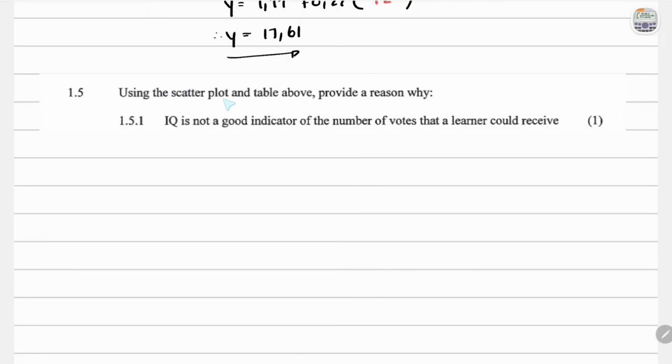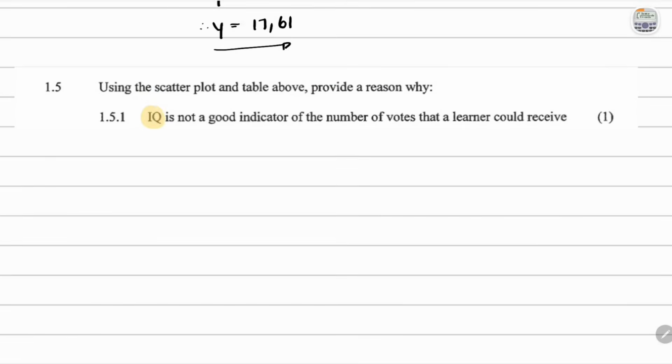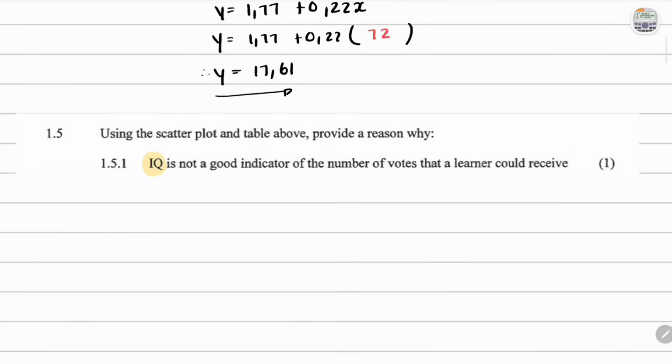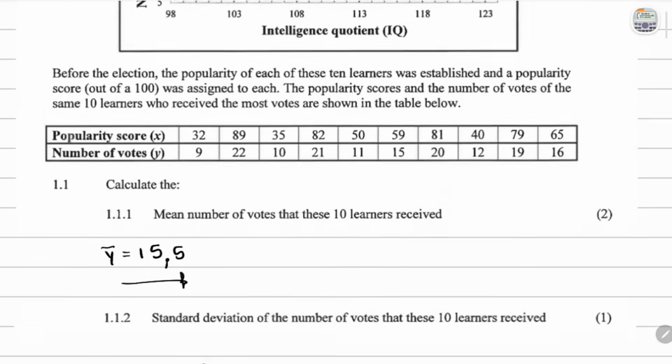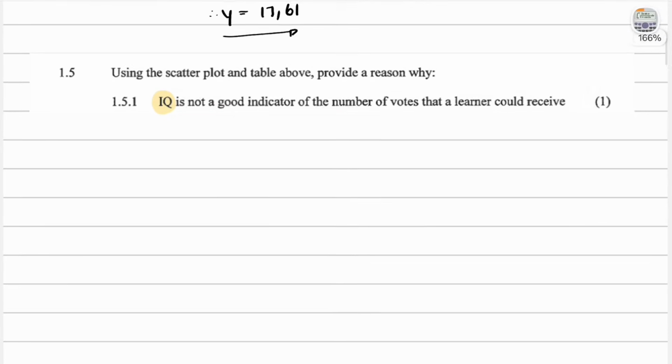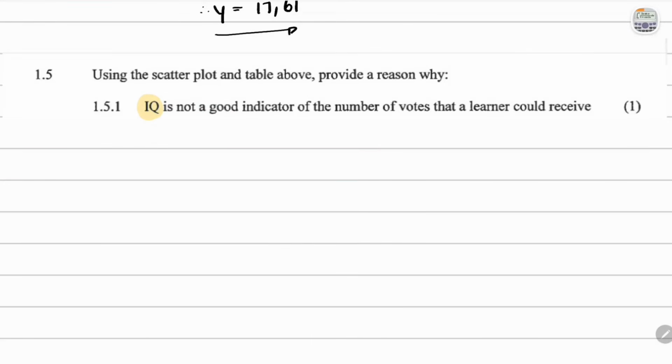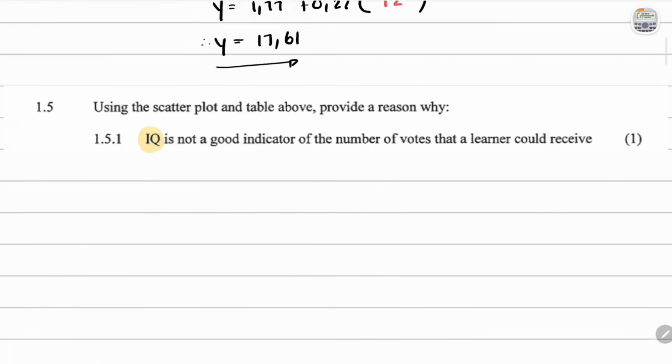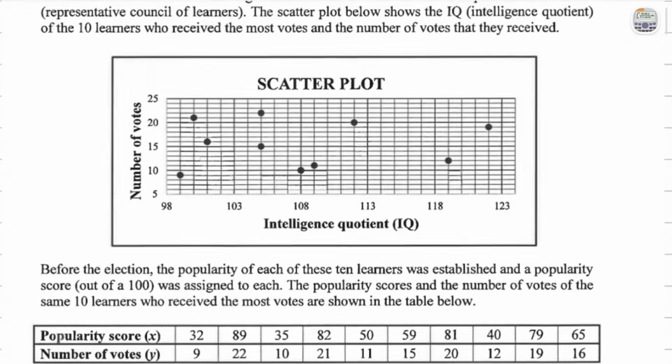Question 1.5 says, using the scatter plot and the table above, provide a reason why 1.5.1, IQ is not a good indicator of the number of votes that a learner could receive. So let's see where we had IQ indicated. That was in the scatter plot. Just notice that whenever they ask whether something is a good indicator or not, they're usually referring to the correlation. Now, the correlation can be seen using that value r, or it can be assumed using the way the scatter plot looks.